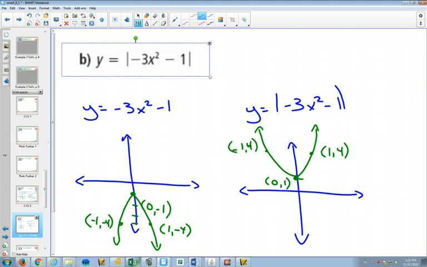Again, we've labeled there's a y-intercept, but there's no x-intercept. Our domain is everything still. Our range, the y values, are greater than or equal to 1.